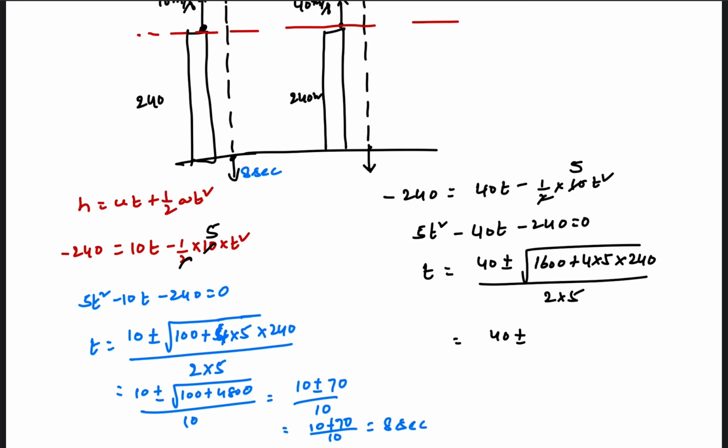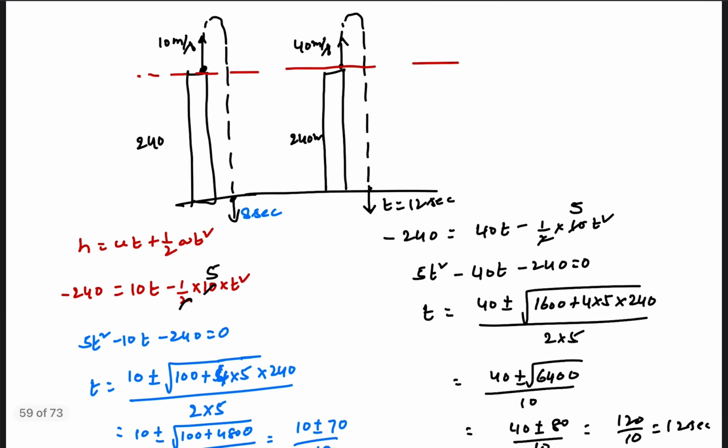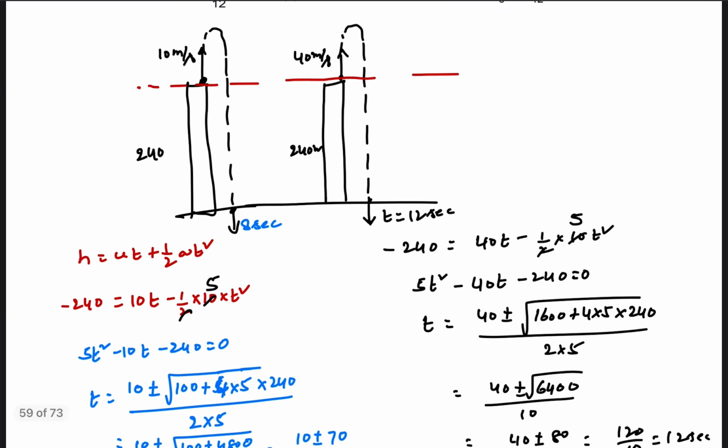We can get 40 plus or minus the square root of 1600 minus 1536, so 64. Square root of 64 is 8. We can get 40 plus or minus 80 divided by 10. The possible value is 120 divided by 10. We will get 12 seconds. Nothing but this body reaches the ground in 12 seconds.